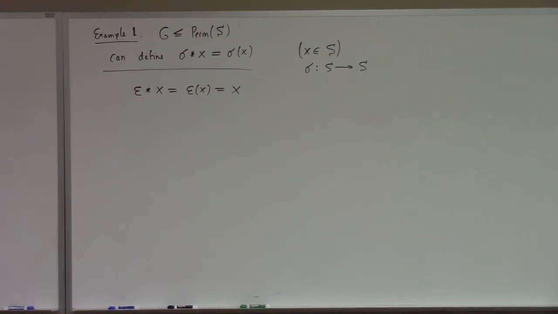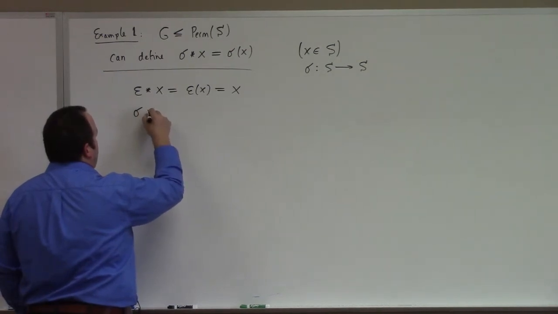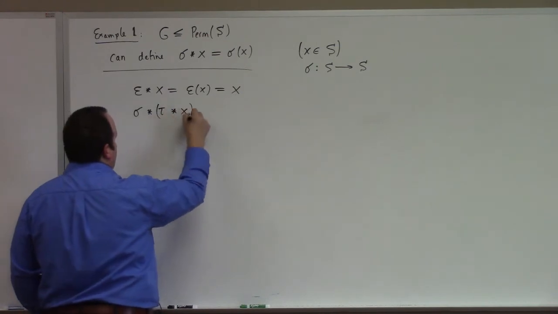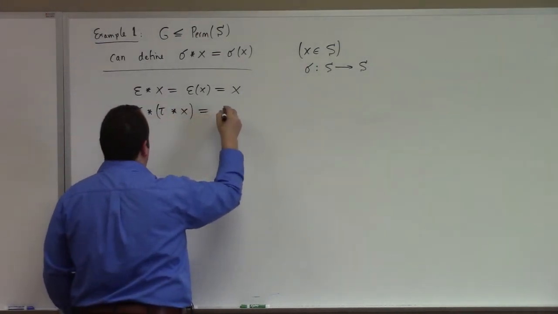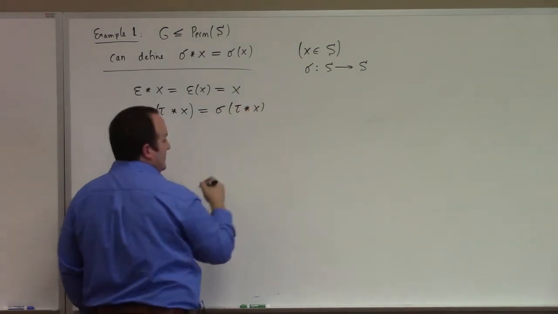And then what else do we have? If we have sigma acting on tau of X, right? Well, by definition, that is what? That is sigma of tau acting on X, which is what?